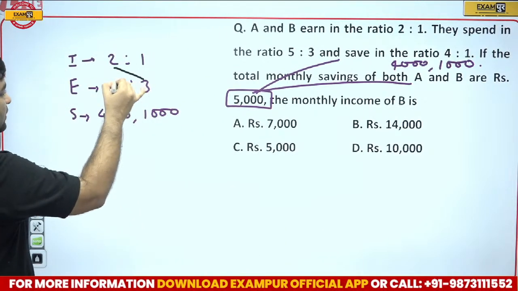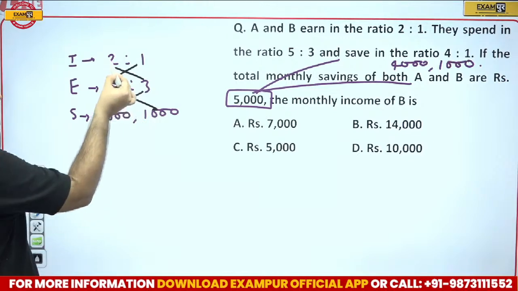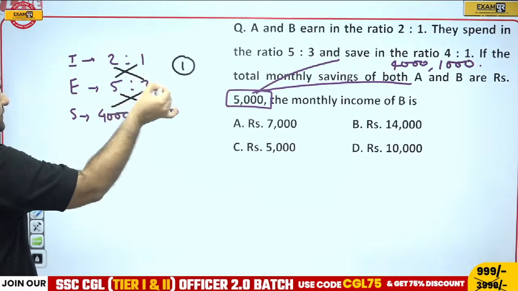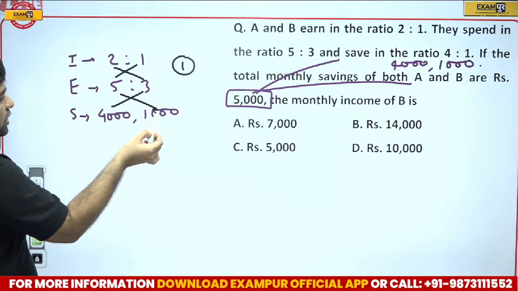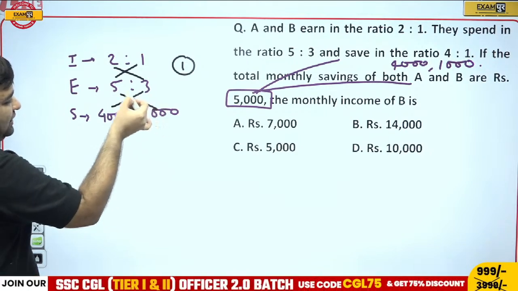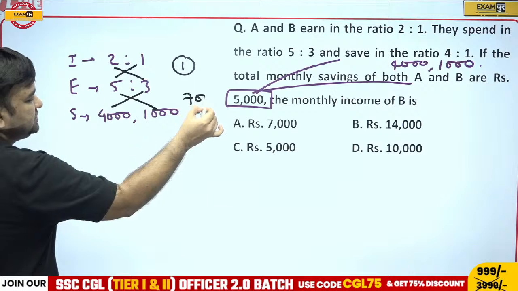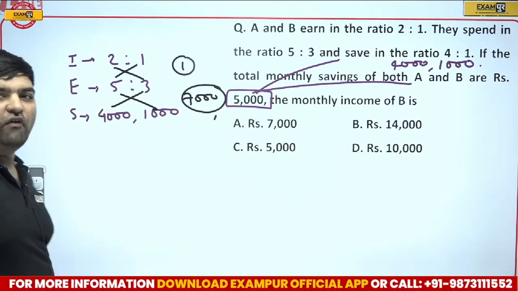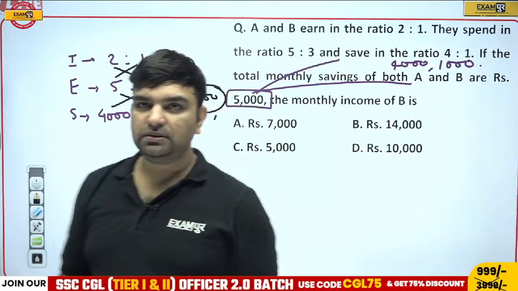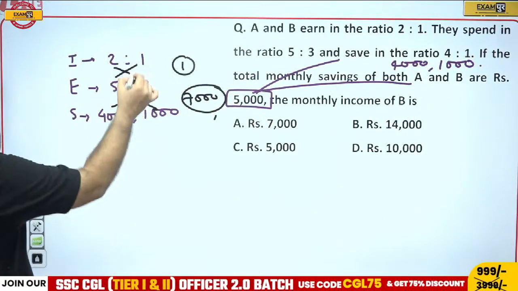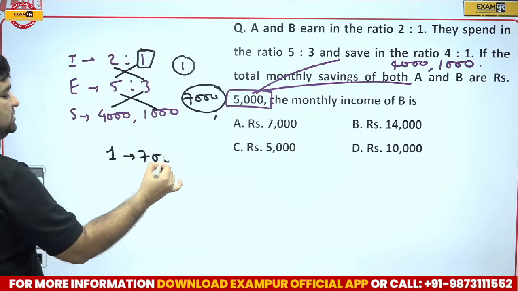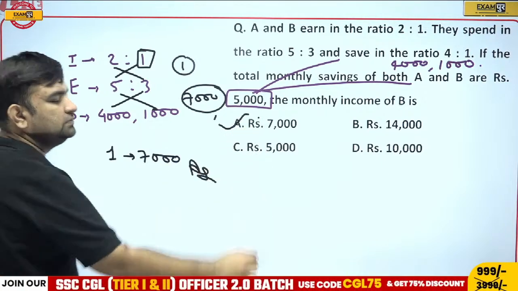Crisscross. 6 minus 5, ratio of 1, is equal to 12,000 minus 5,000, 7,000. So 1 is equal to 7,000. Monthly income of B is 1 only. So 1 is equal to 7,000 is the answer.